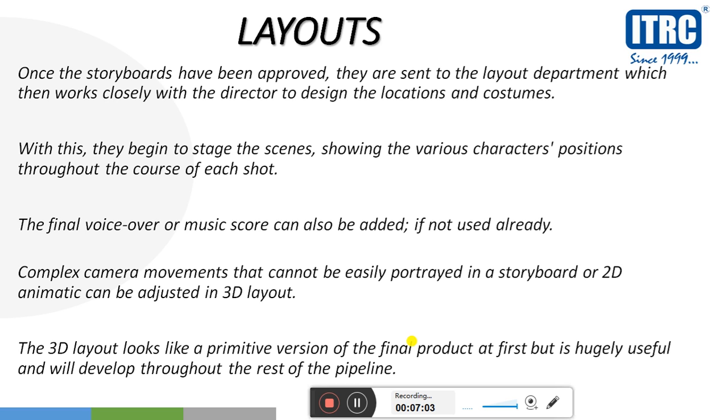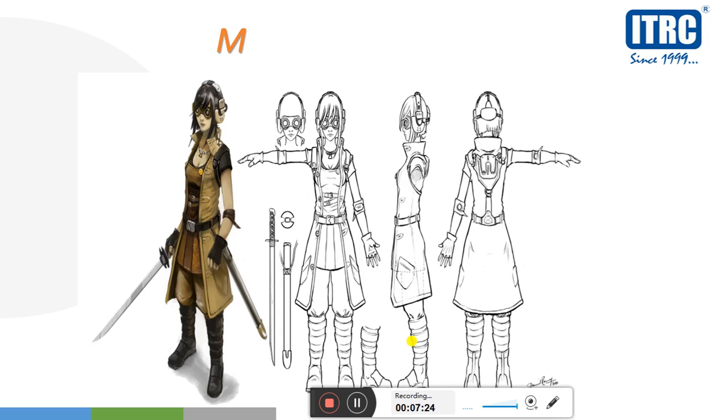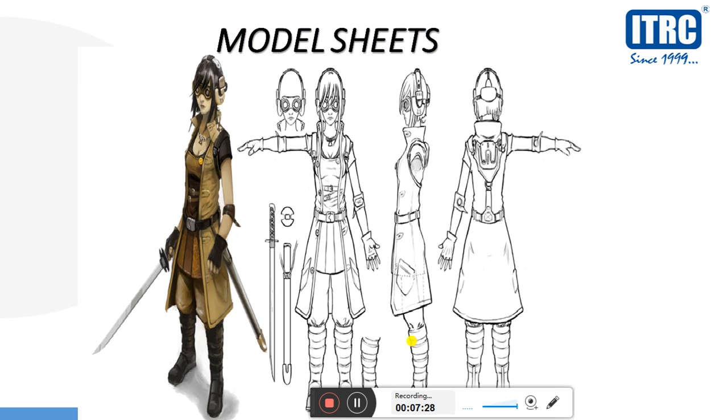Complex camera movements that cannot be easily portrayed in a storyboard or 2D animatics can be adjusted in 3D layout. The 3D layout looks like a primitive version of the final product at first but is hugely useful and will develop throughout the rest of the pipeline. Model sheets.